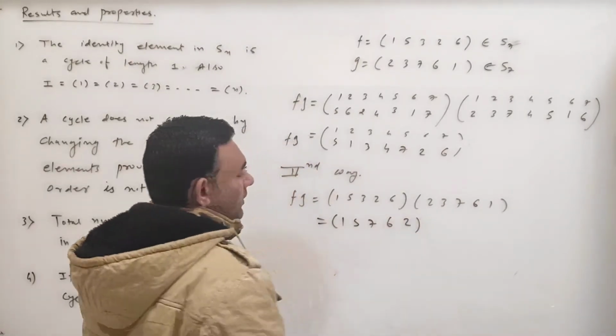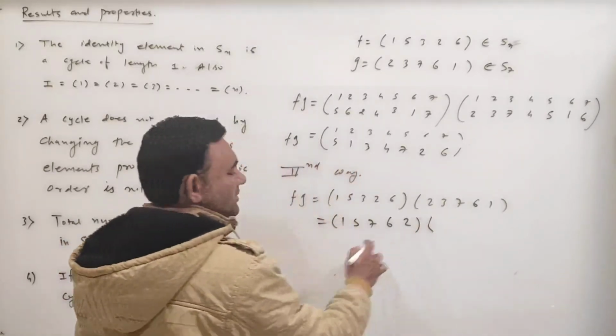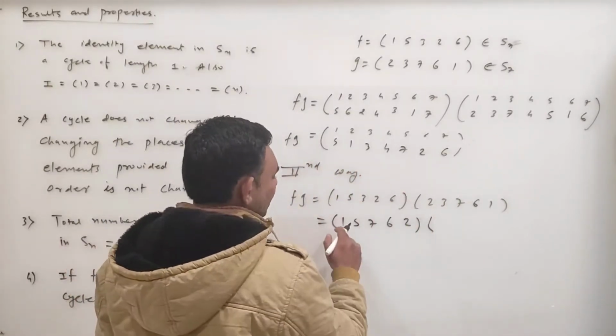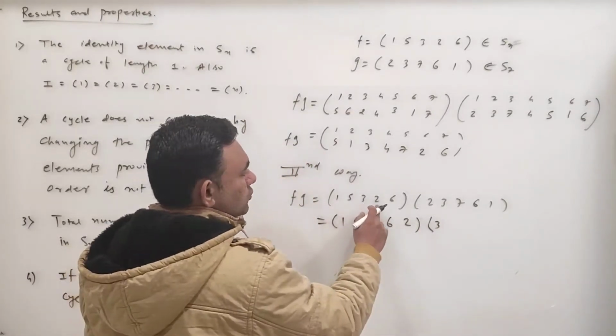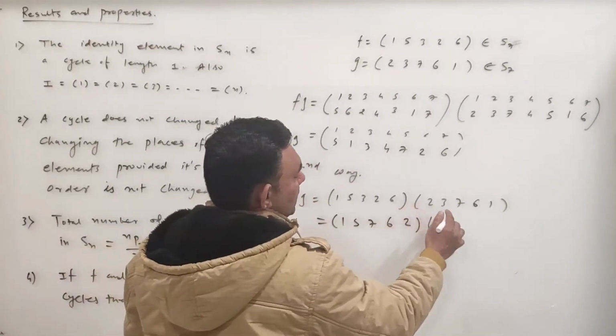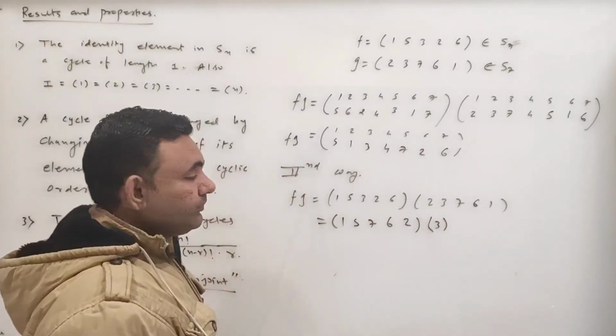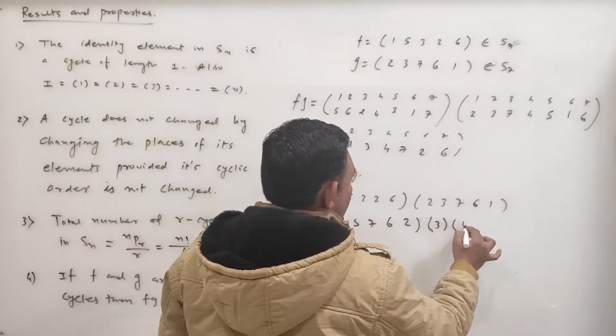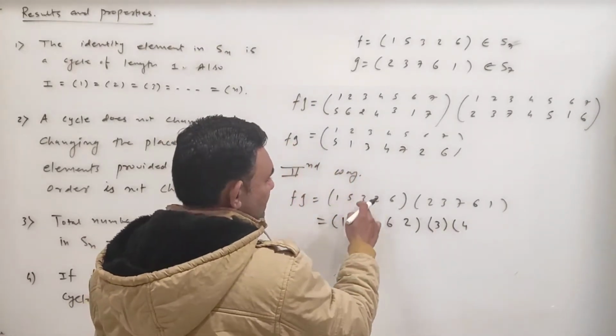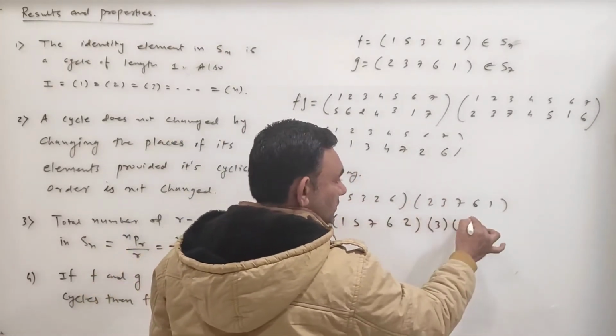So stop. Now you start with any element which is missing here. So if you go in the order, then 1, 2, 3 is missing, so you start with 3. 3 goes to 2, here 2 goes to 3, so stop. Now 1, 2, 3, 4 is missing, so you start with 4. Here 4 goes to 4, 4 goes to 4, so stop.